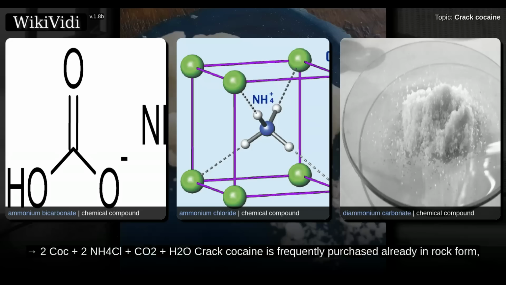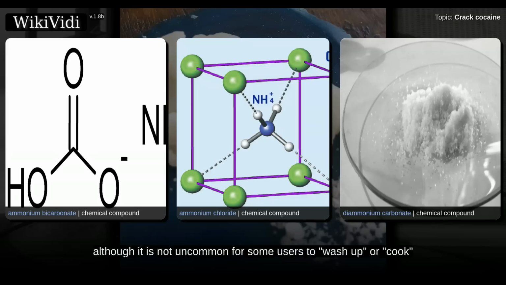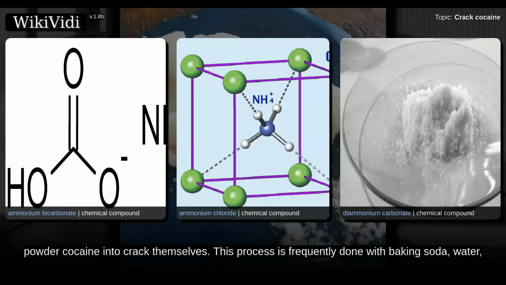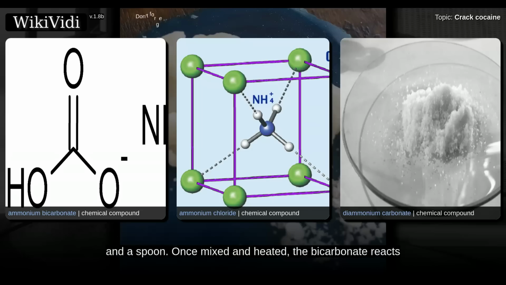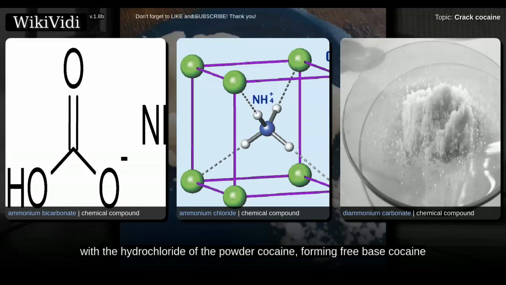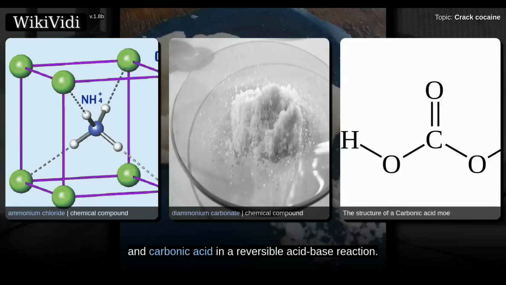Crack cocaine is frequently purchased already in rock form, although it is not uncommon for some users to wash up or cook powder cocaine into crack themselves. This process is frequently done with baking soda, water, and a spoon. Once mixed and heated, the bicarbonate reacts with the hydrochloride of the powder cocaine, forming free-base cocaine and carbonic acid in a reversible acid-base reaction.